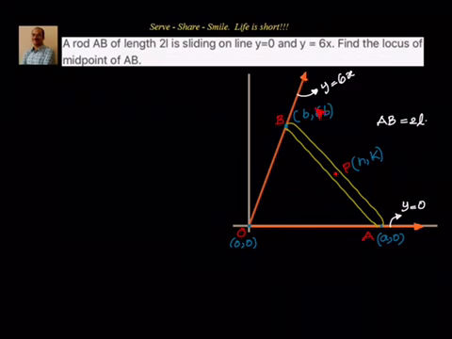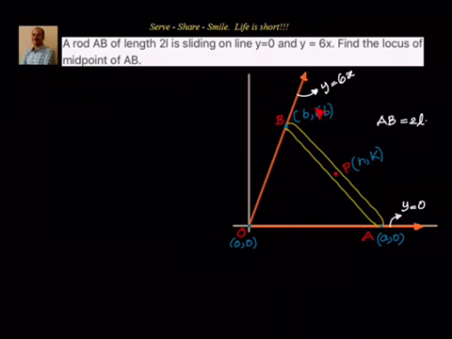So we have two points, A and B. The ends are given by the coordinates a comma 0 and b comma 6b. We know that P is the midpoint of AB, so we get one condition. Another thing we know is that AB equals 2L. These two equations should enable us to solve this problem and find the locus of the midpoint of AB.